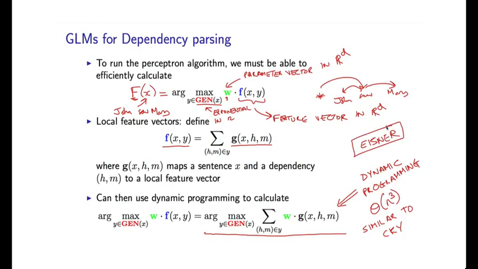So to summarize, we've defined our global feature vectors through local feature vectors. That allows us to find the highest scoring dependency structure under the model very efficiently using dynamic programming. We can use that dynamic programming method both within the perceptron algorithm when we train these parameters w, and also for decoding new test sentences.